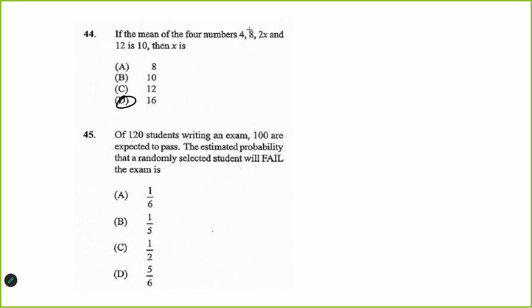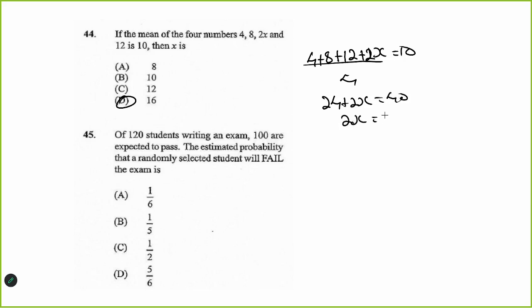Actually, it could be different because this is 2x. 4 plus 8 plus 12 plus 2x, divided by 4, is equal to 10. So we know this is 24. 24 plus 2x is equal to 40. So 2x is equal to 40 minus 24, which is 16. So x is 16 divided by 2, which is 8.